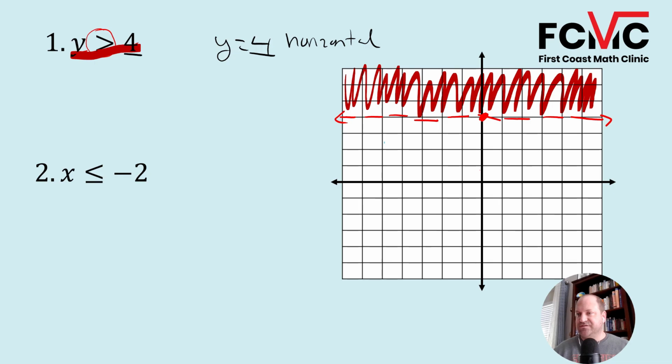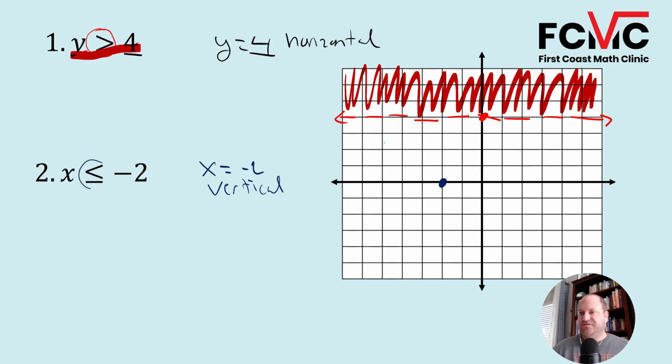Now for number 2, let's do this in blue. We've got x is less than or equal to negative 2. So again, let's think about if we had x is equal to negative 2, what would that look like? We'd have a vertical line at negative 2 on the x-axis. So let's find negative 2 on the x-axis.